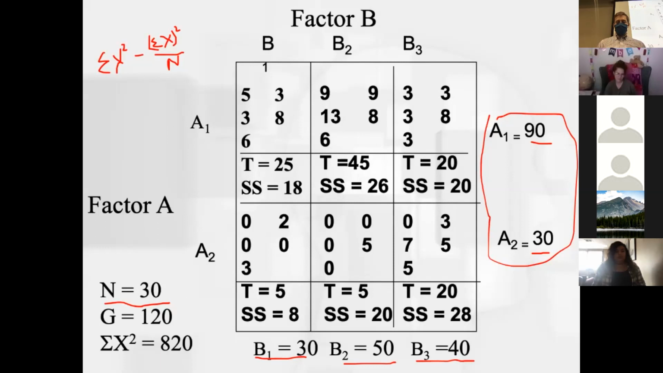Just to clarify on the SS between, it's sigma of each t squared divided by lowercase n first, and then minus g squared over capital N, right? Correct. Yes. And we'll go over that in just a second. We'll calculate it. Okay.